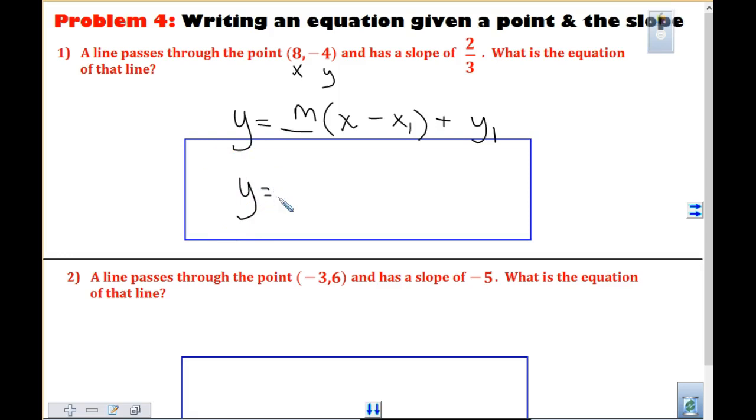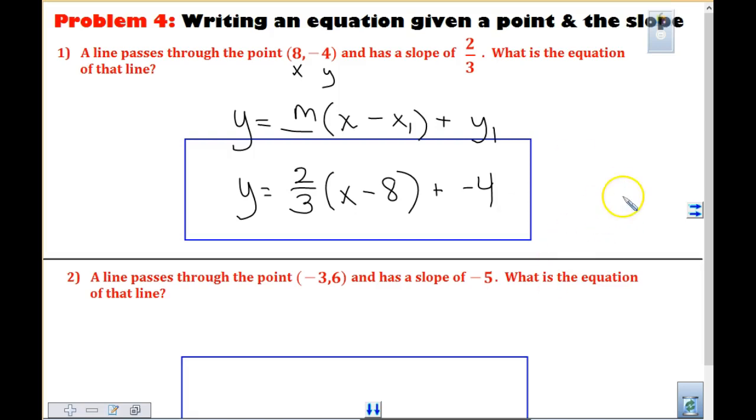So if we are looking at that one, my slope, if I am looking at that, y equals, what do I want to put in, Kristen? Y equals 2/3. Okay. Then I'm going to put x, and am I going to have minus 8, and then y at plus -4. Done. That's it. That's all you're looking at doing. That equation is written in point slope form.